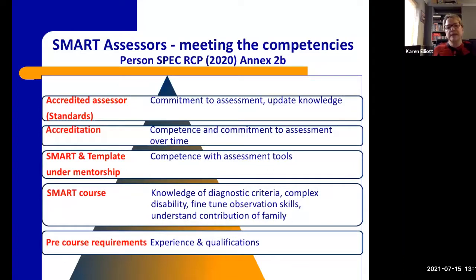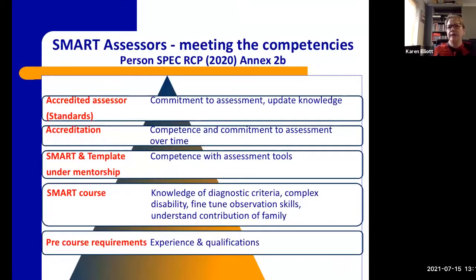They complete the SMART template for the report, and all the time they're doing the assessment, they're doing the analysis and writing up their SMART. They're doing it under mentorship, and at the moment Helen and I are mentoring all of the assessors. Currently we have 105 accredited SMART assessors. 3 of them are at master level, 3 are experts, and there are 13 advanced.